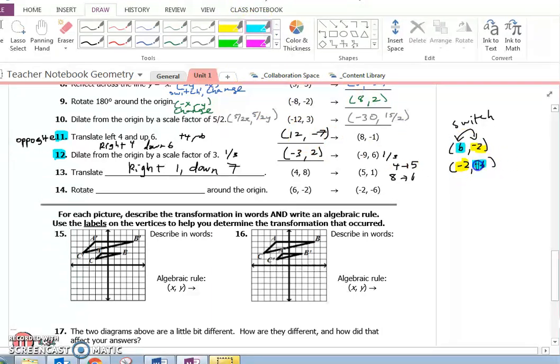Well, my x changes. Attention teachers, staff, students, and guests.